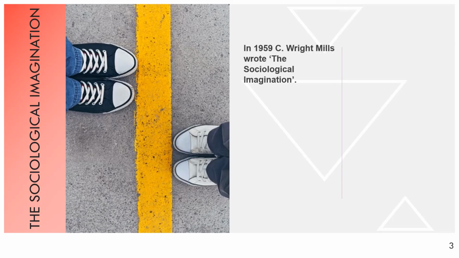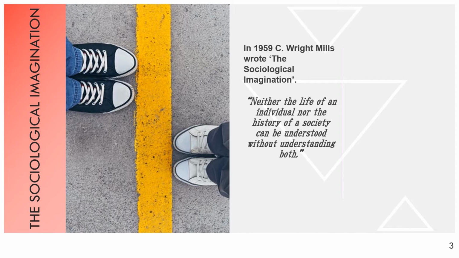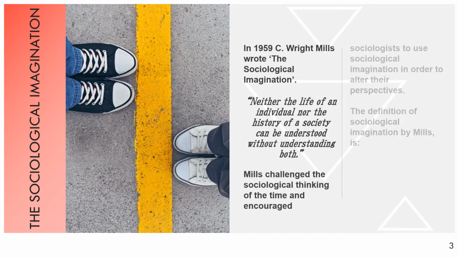Now, in 1959, C Wright Mills wrote The Sociological Imagination, a book based around this concept. In this, he wrote, "Neither the life of an individual nor the history of a society can be understood without understanding both." Ultimately, Mills was challenging all the sociological thinking of the time and encouraging people to use the sociological imagination to alter their perspective and to try and understand the world from other points of view.